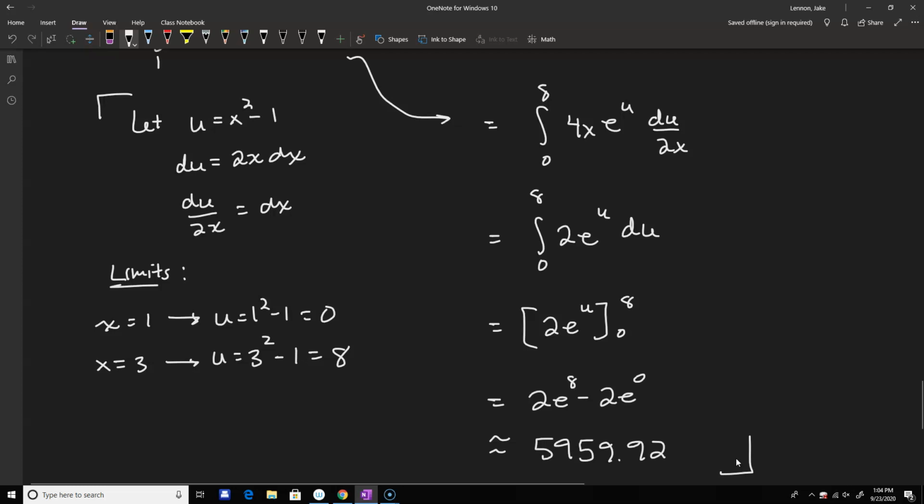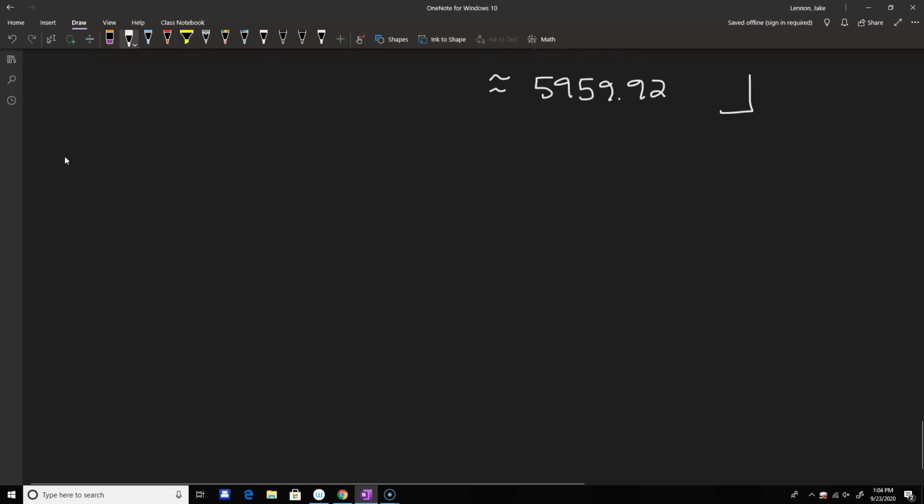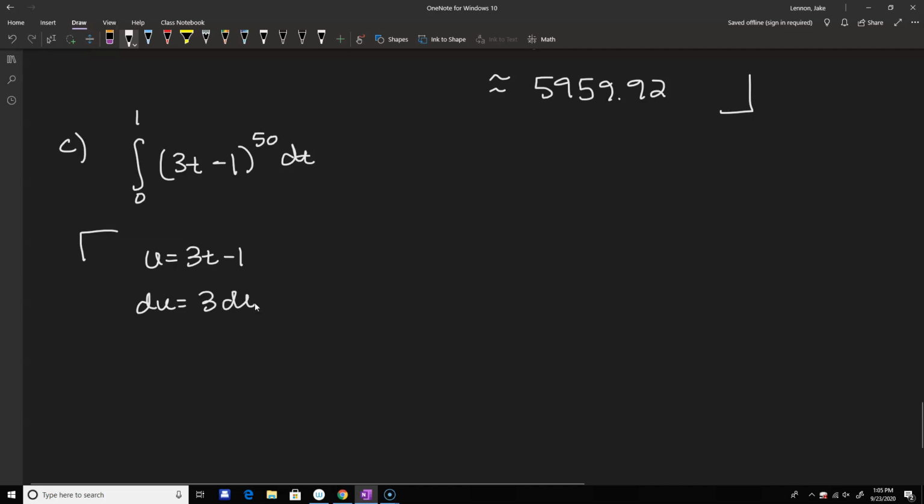Okay, so let's continue with 2 more of these. So let's say C, we have the integral from 0 to 1 of 3t minus 1 to the 50th dt. So what do we have? Well, we want to let u be equal to 3t minus 1. So du will equal 3 times dt. So du over 3 is what replaces dt.